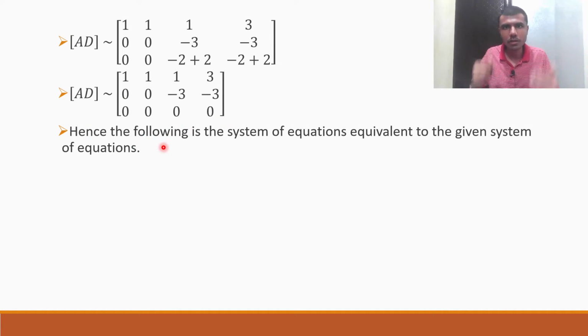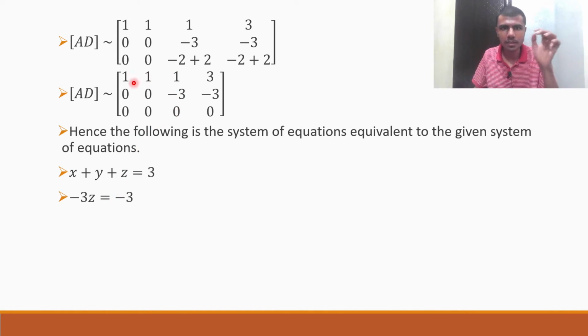Hence what I'm going to write now. Hence the following is a system of equations equivalent to the given system of equations. Basically, what we got is equivalent to our original one. Now how did I get this? See, 1 1 1 3 means 1 into x plus 1 into y plus 1 into z equal to 3. That means x plus y plus z equal to 3.